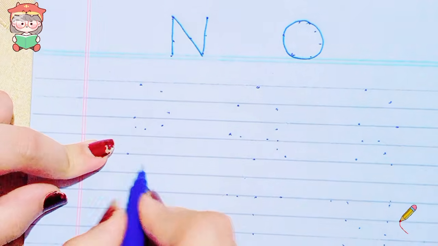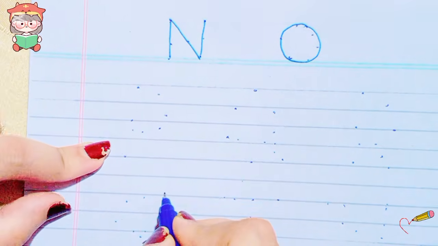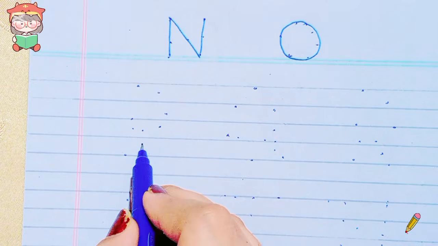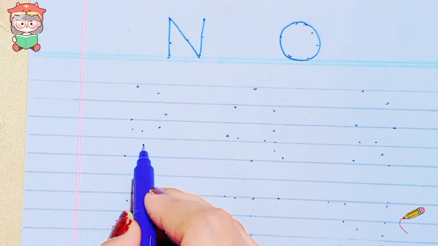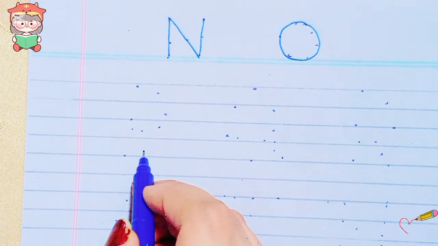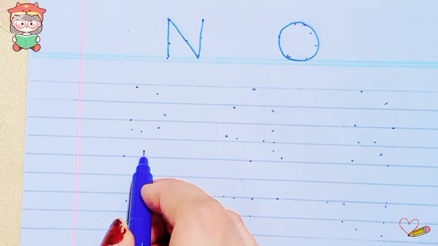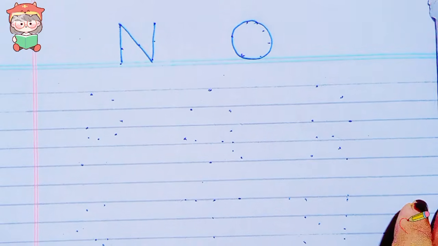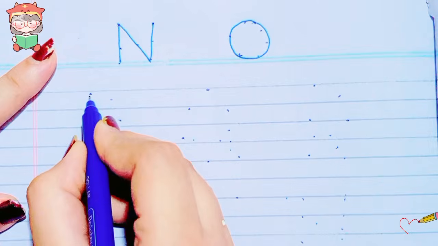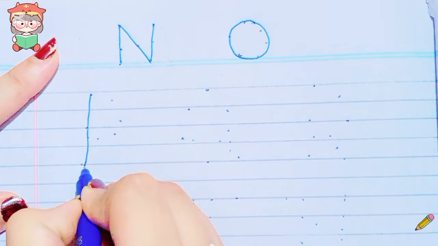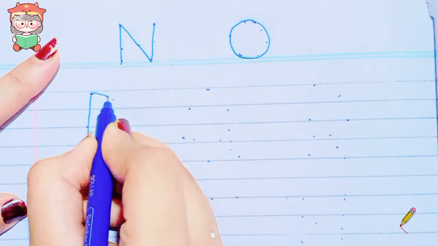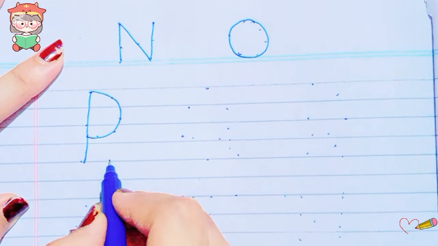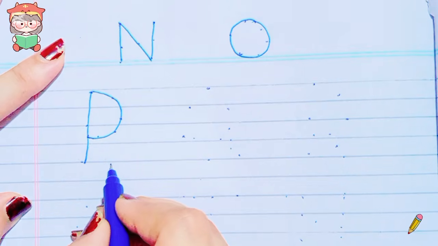Next letter is P. P for parrot. P sound is P. So let's match the dots. First straight line and second round line. It's letter P. P for parrot.